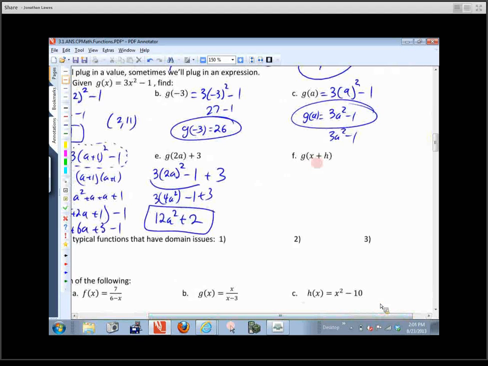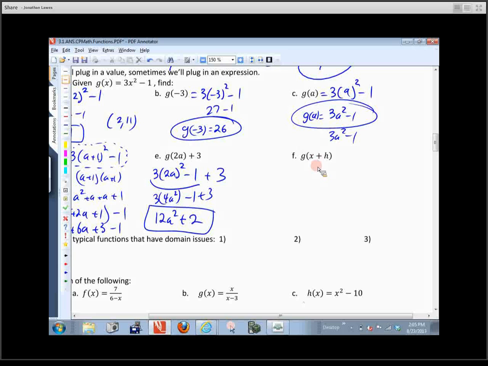Okay, this last one's kind of interesting. Not even plugging in any numbers. It's just the expression x plus h. So if I do that, I get 3. I'm plugging in x plus h, just like I did on every other one of those, whether it was a number or a variable expression. I'm plugging it in parentheses, and then I'm going to subtract 1 from it.